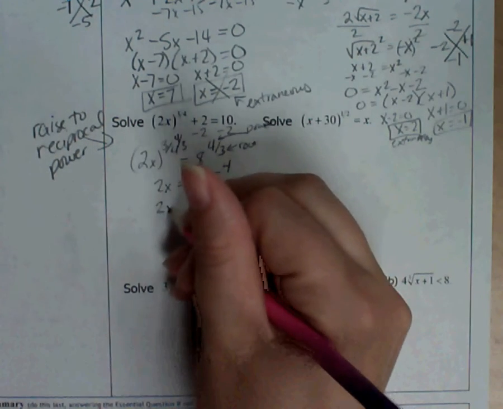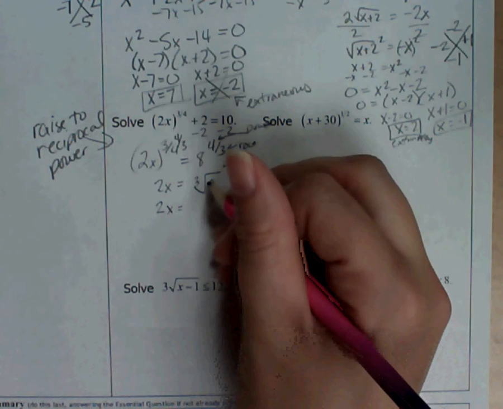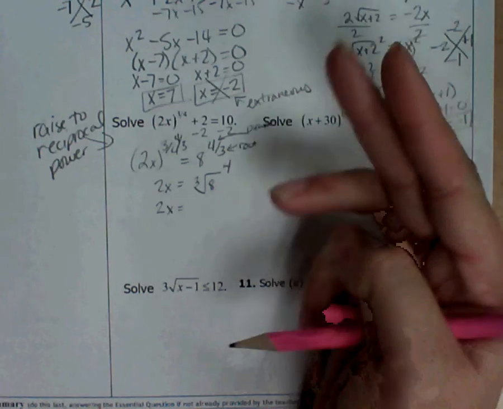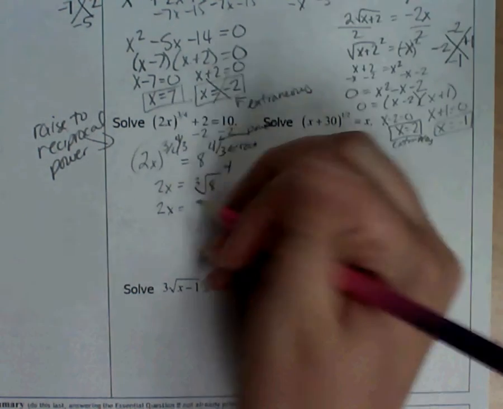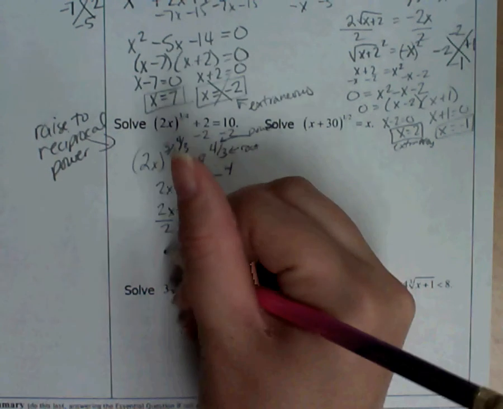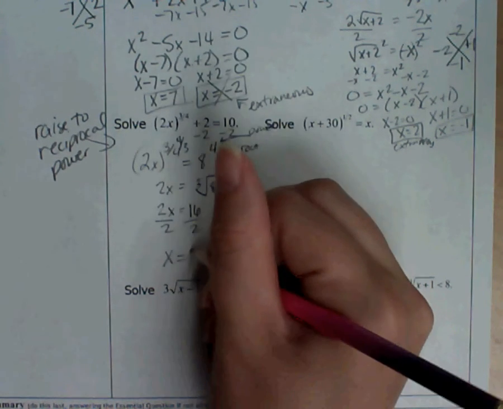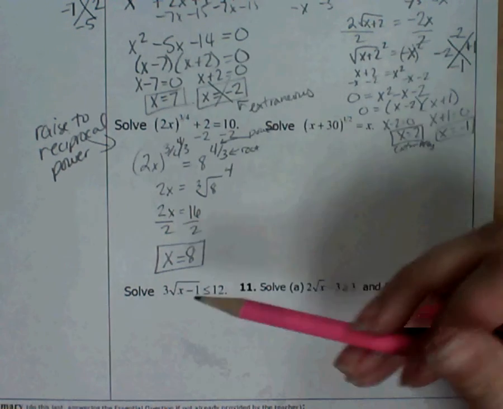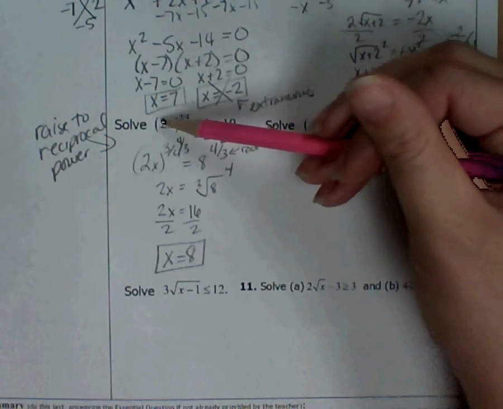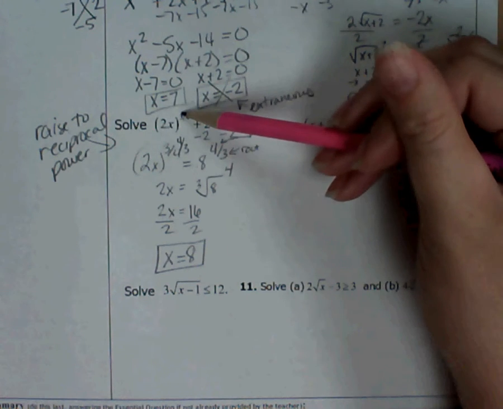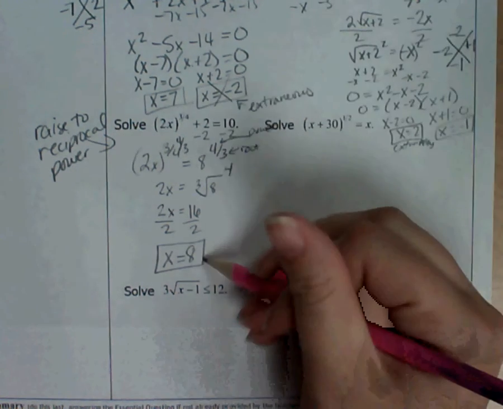So 2x is equal to, well, the cubed root of 8 is 2, and 2 to the 4th, 2 times 2 is 4, times 2 is 8, times 2 is 16. To find x, I'm going to divide this by 2, and x is 16 divided by 2, which is 8. You can plug it back in to check. 8 times 2 is 16. 4th root of 16 is 2. 2 cubed is 8. 8 plus 2 is 10.